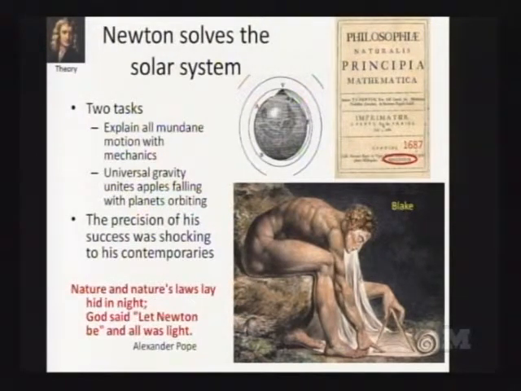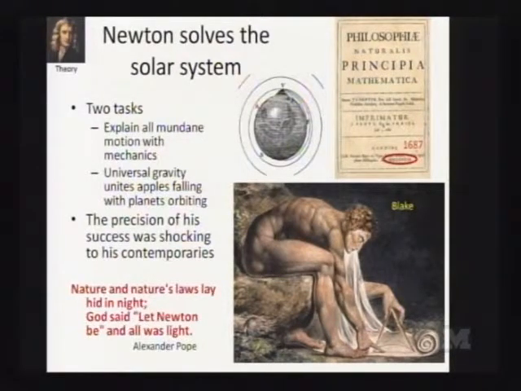In one step like this, he transformed the universe from cleanly divided into heaven and earth to something that was united. To do this, he had 2 tasks. First, he had the small task of explaining everything that happens on Earth. So he wanted to explain all of mundane motion with mechanics. And he gave us the toolkit, which we still use to explain the motions of all ordinary things here on the Earth. Once he did that, he applied these new laws of motion that he had discovered to show that one law, the same universal law of gravity, could explain not only how an apple falls here on the Earth, but how planets orbit the sun.